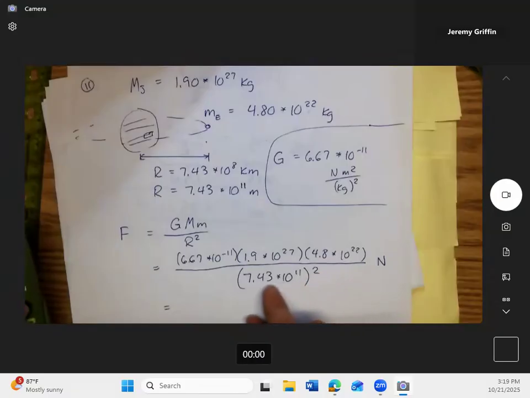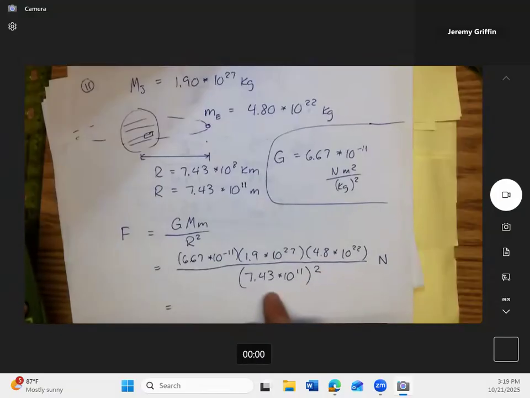Okay, checking my math. And divide by, and I have 7.43 times 10 to the 11, and that is squared. Okay. All right, I got the answer in my calculator. All right, who else got the answer? Yeah, what you got, Kay? I got 1.118 times 10 to the 27.